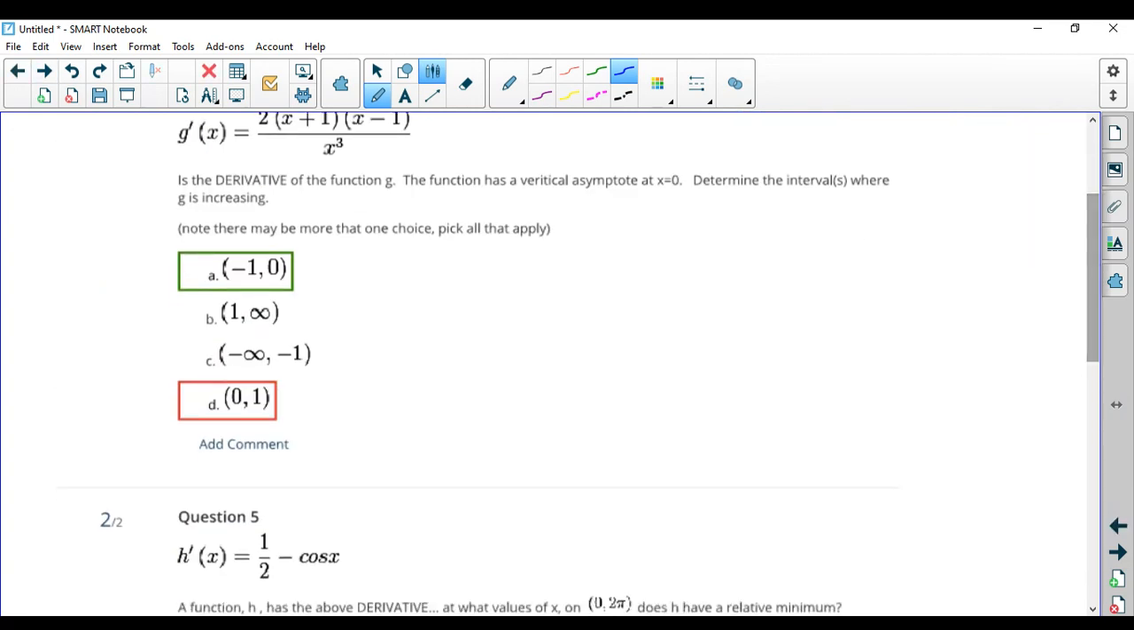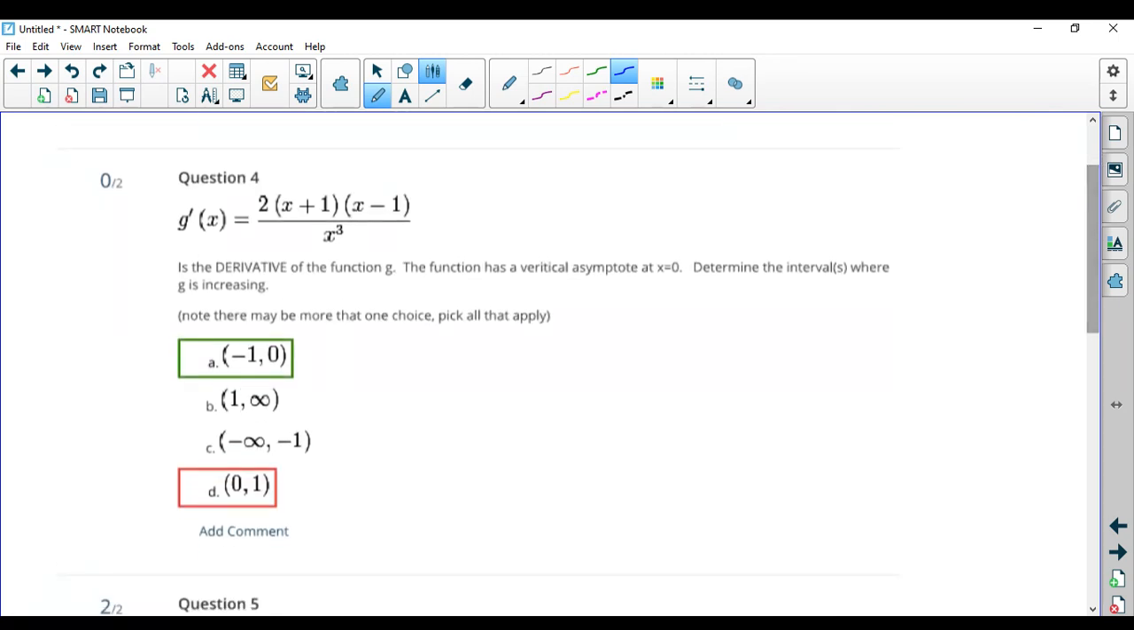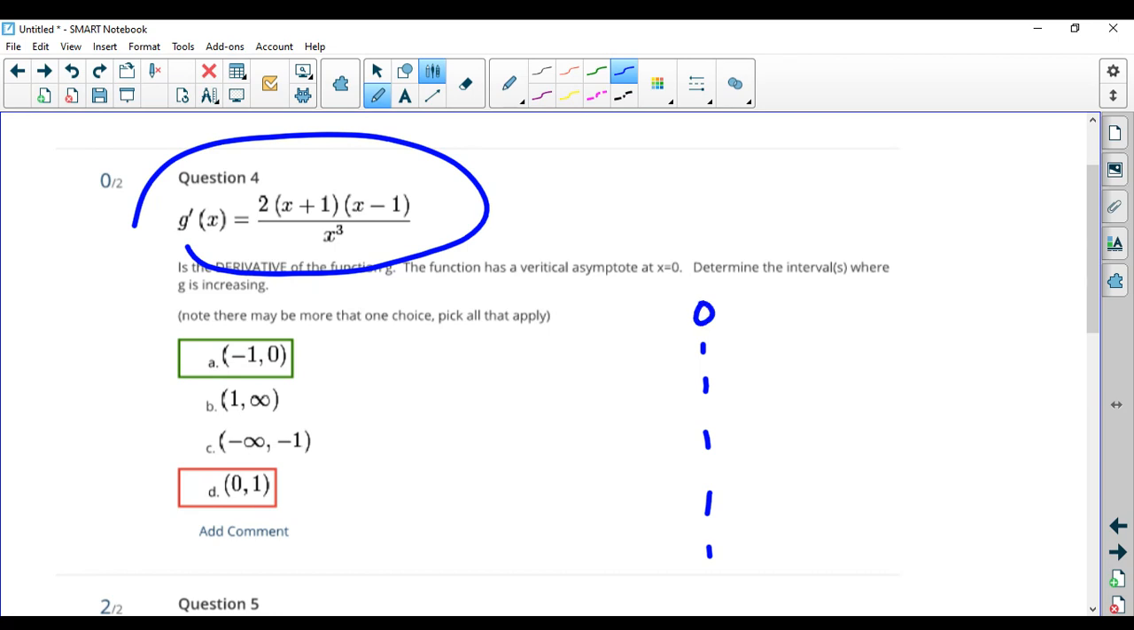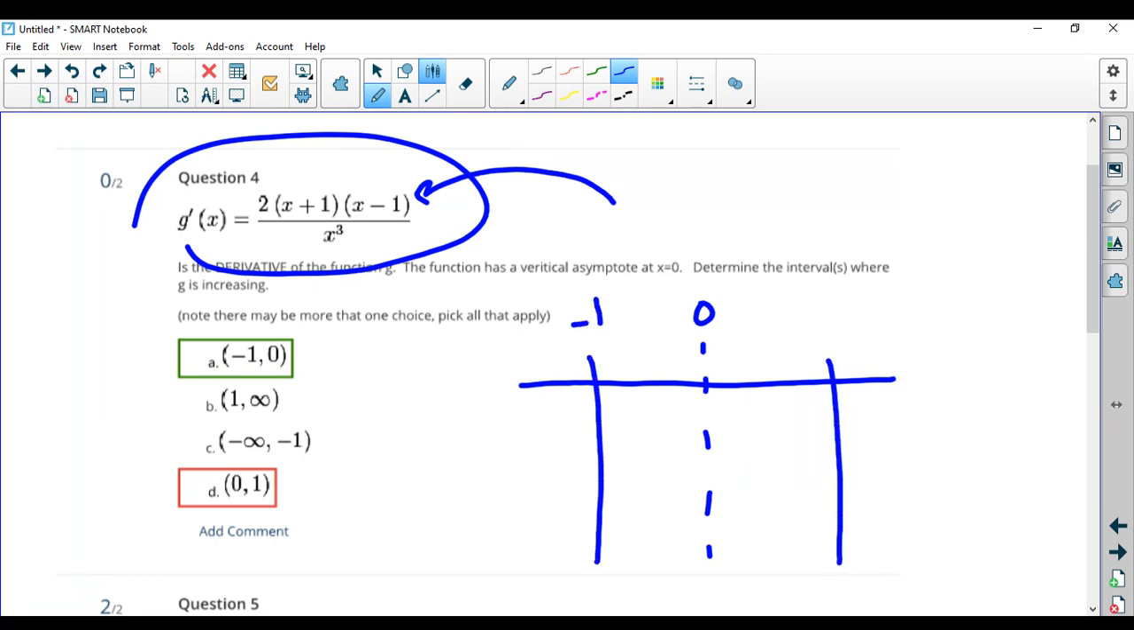Number 4, which you got a 0 out of 2 on. Here's the derivative. It's asking where the intervals are where this is increasing. So it says it has a vertical asymptote at 0. The derivative equals 0 where the top equals 0, which is negative 1 and positive 1. And then it's just the same thing. Well, I'll do one interval for you.